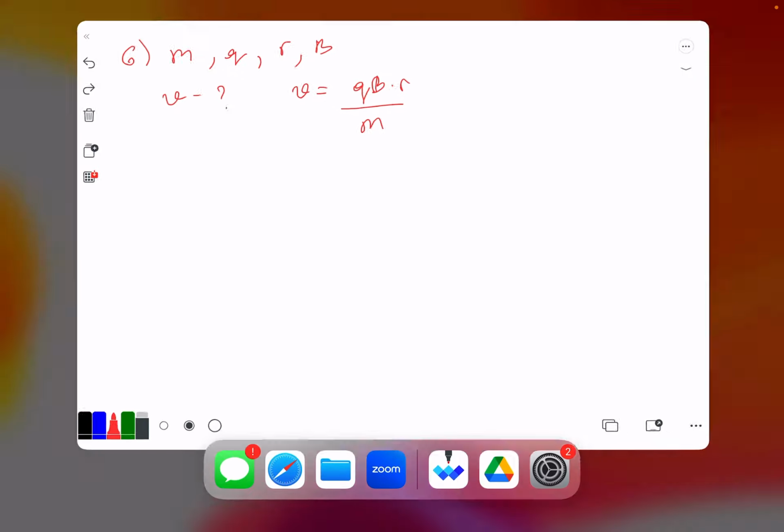So problem number 6. The mass is given, Q is given, R is given, and B is given. You have to find V. So how can we find it? Basically, there's a formula you can use to find V. V is equal to charge multiplied by B multiplied by radius, divided by the mass, and when you plug in the numbers you should get the answer for this particular question.